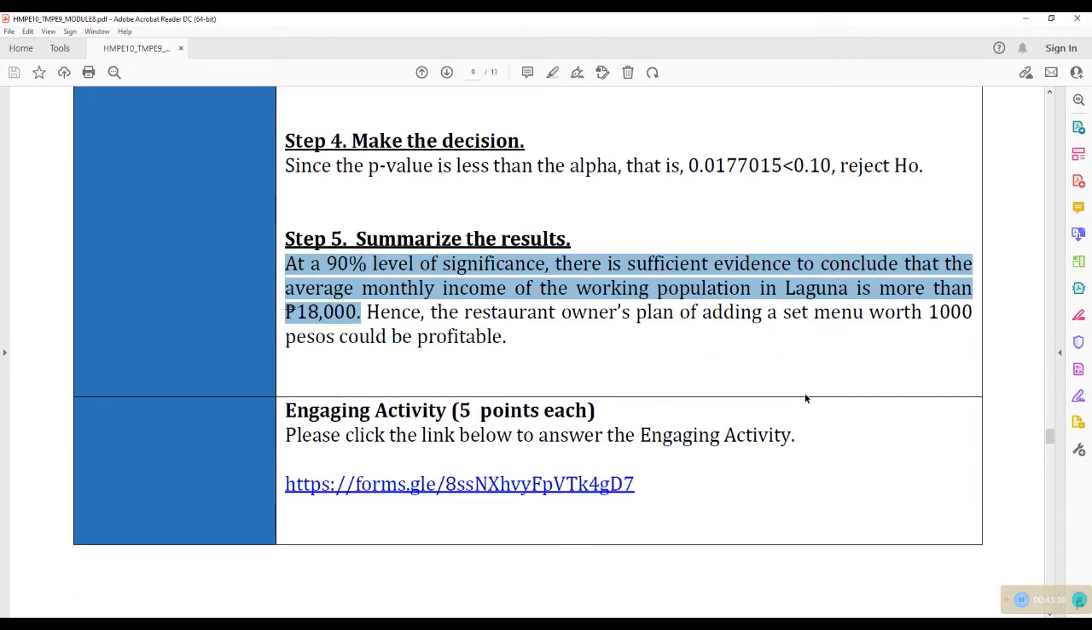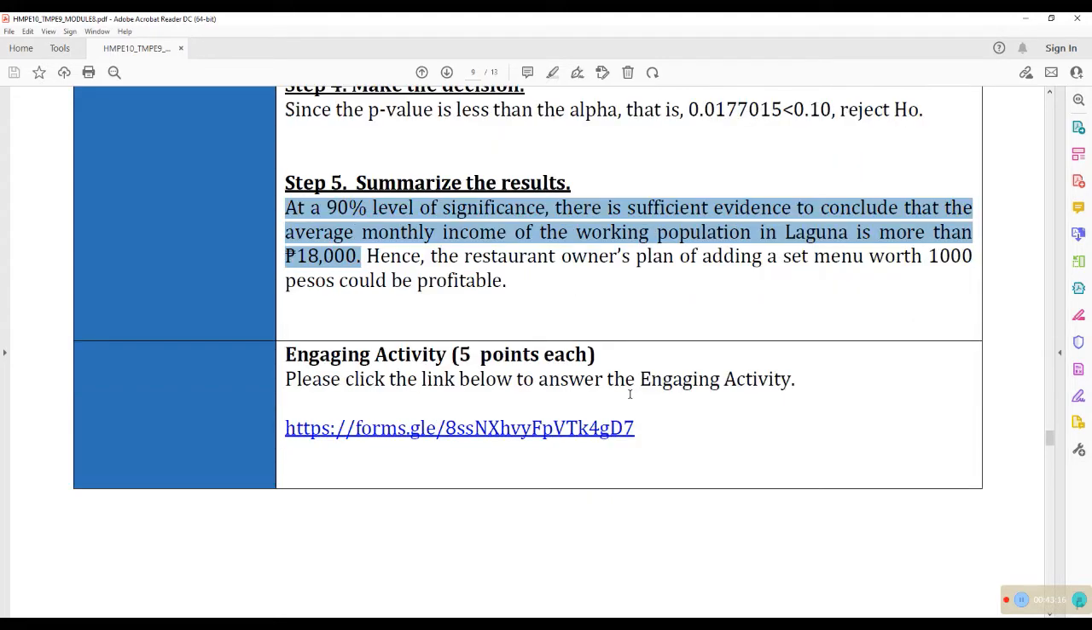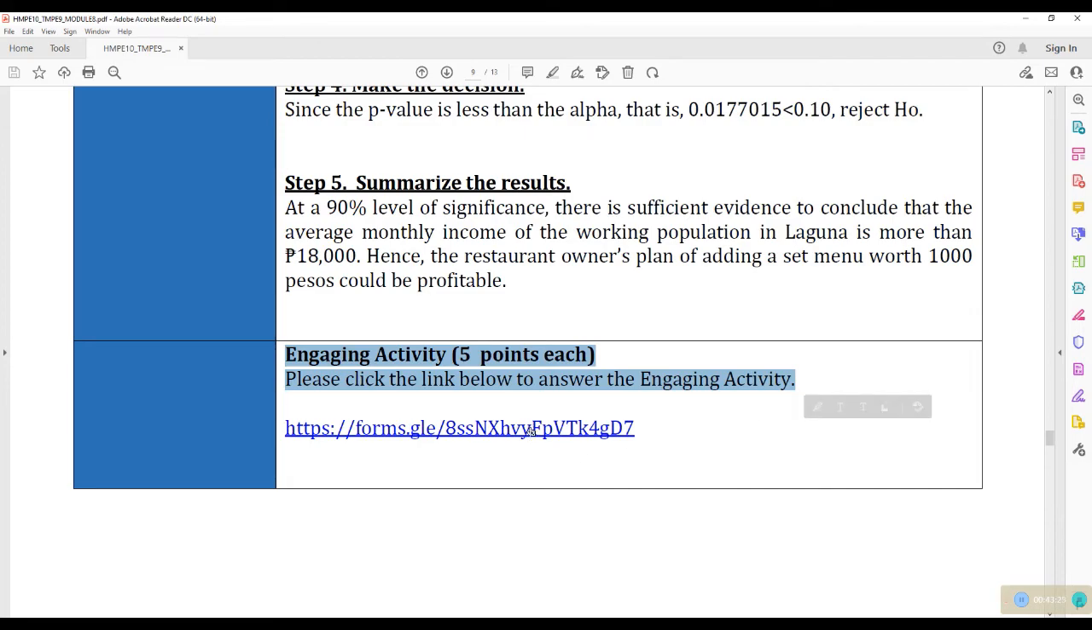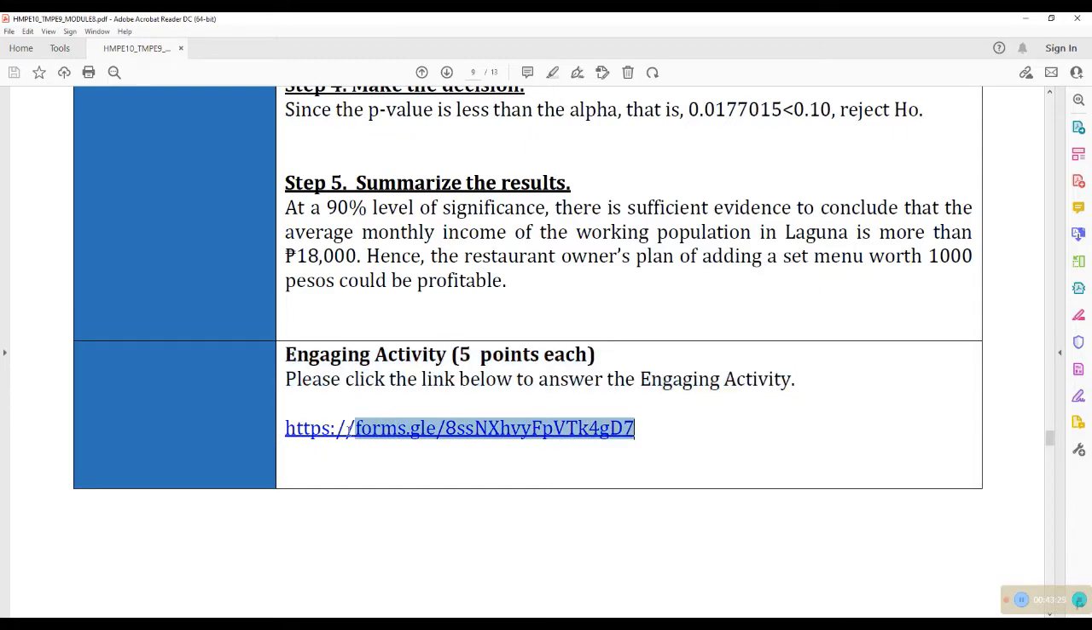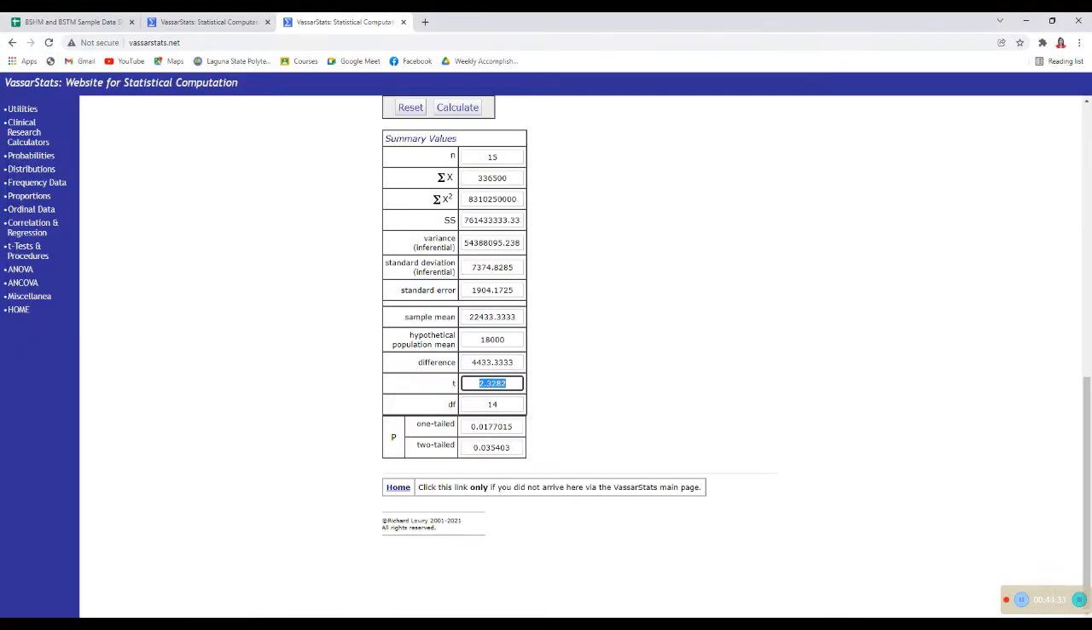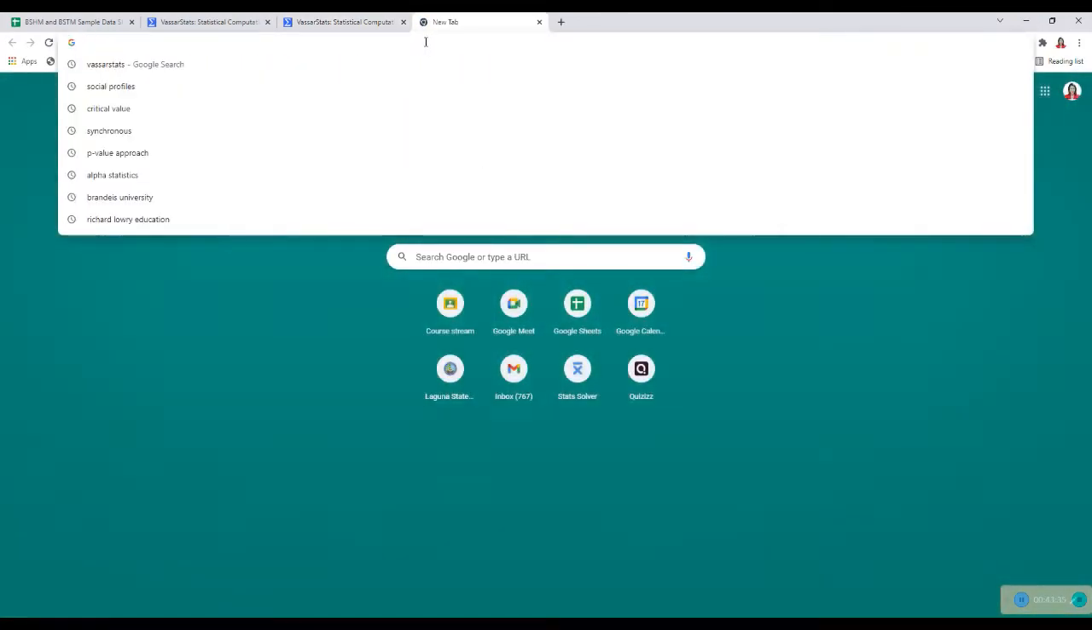Okay. I am not sure if some of you only have 1 hour, so I'll continue. The engaging activity is 5 points each. Please click the link below to answer the engaging activity. We have a form here. Let me copy it and show you what the form looks like. Copy it, and then paste.